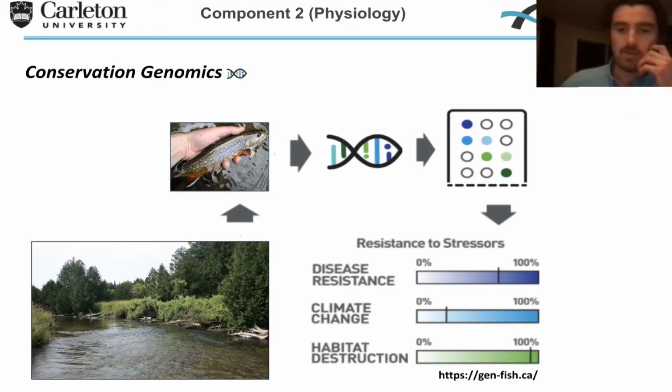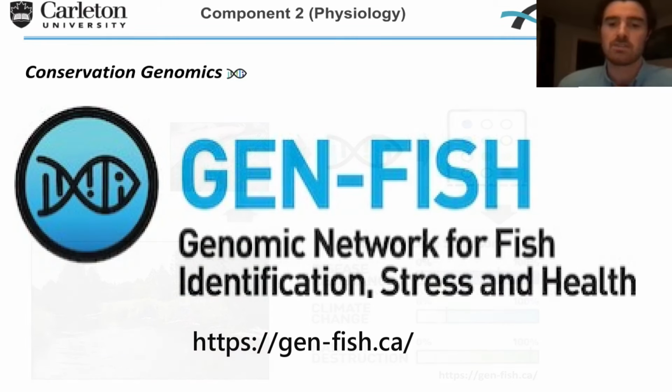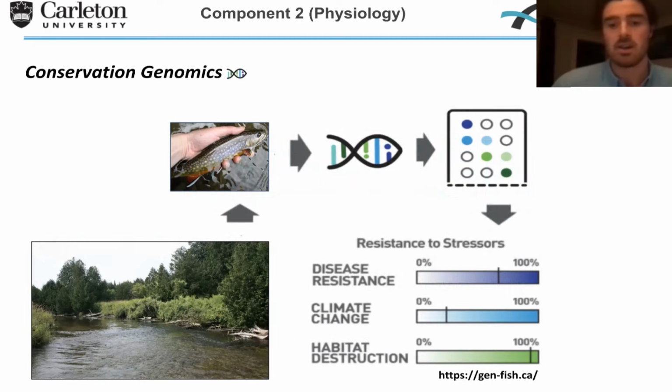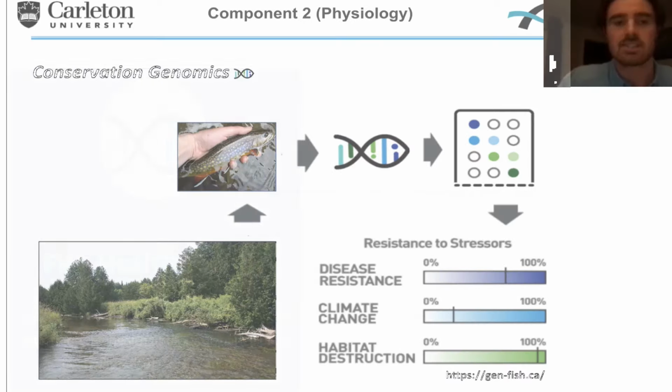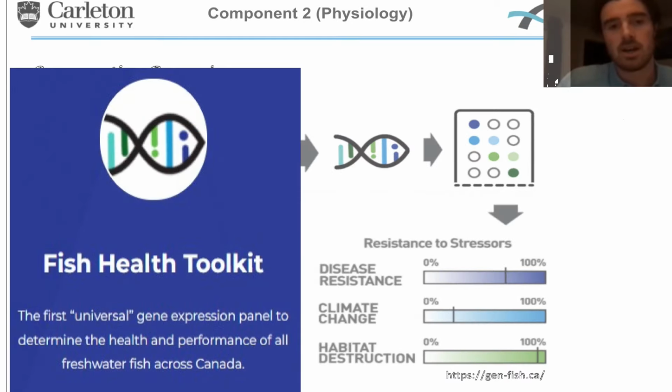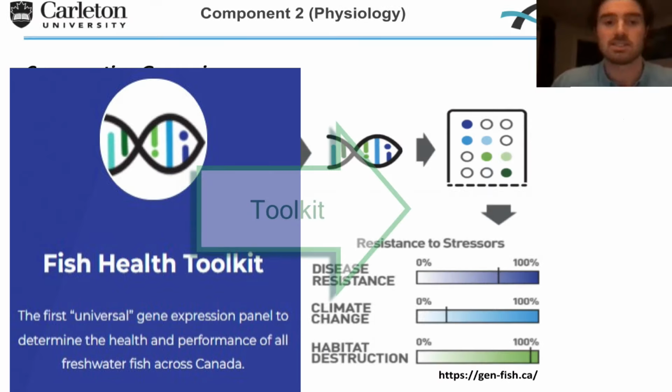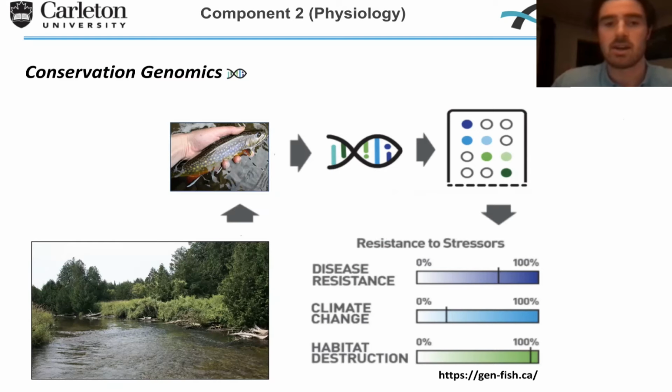So this is facilitated by GenFish, which I'll talk briefly about. GenFish stands for the Genomic Network for Fish Identification, Stress, and Health, which is a research team and initiative funded by Genome Canada, of which this project and I am a part. One of GenFish's projects is called the Fish Health Toolkit, and that's something that I'll use in the Credit River. It's super useful. We can do things like determine what stressors are present in a stream like the Credit. How are the brook trout in the Credit River adapting to those stressors?